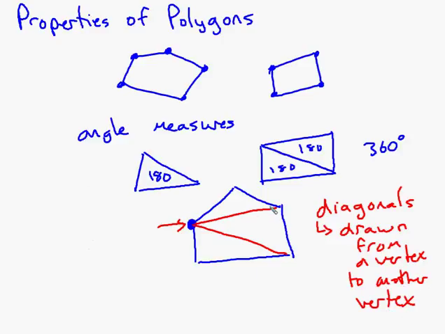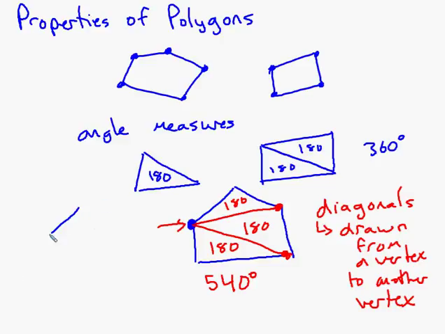So that's a diagonal. Is that a median? Nope. Is it an altitude? Nope. Is it a perpendicular bisector? Nope. A diagonal is drawn from a vertex to another vertex. Now I can see I've drawn two diagonals from this vertex. So I have 180 in this triangle, 180 in this triangle, and 180 in this triangle. So a total of how many? 540. So a total of 540 degrees.